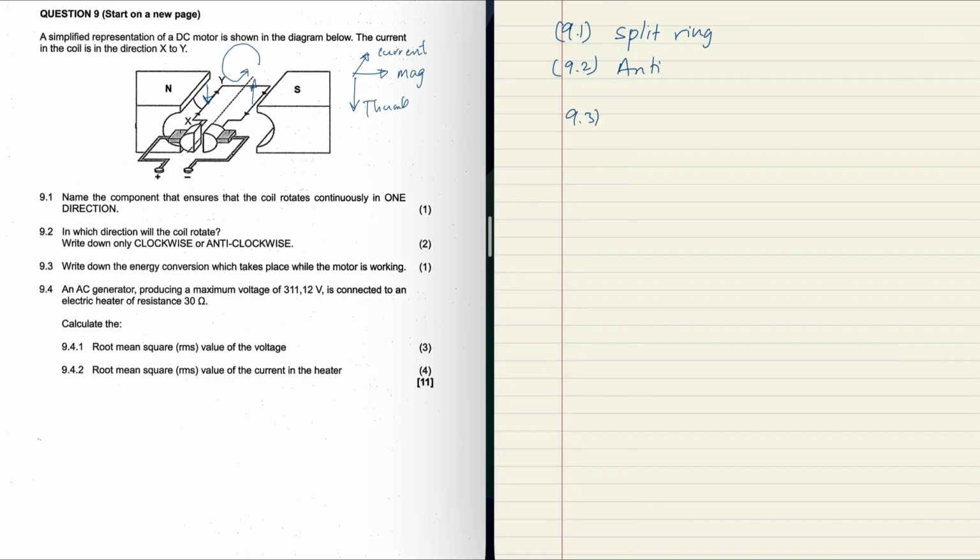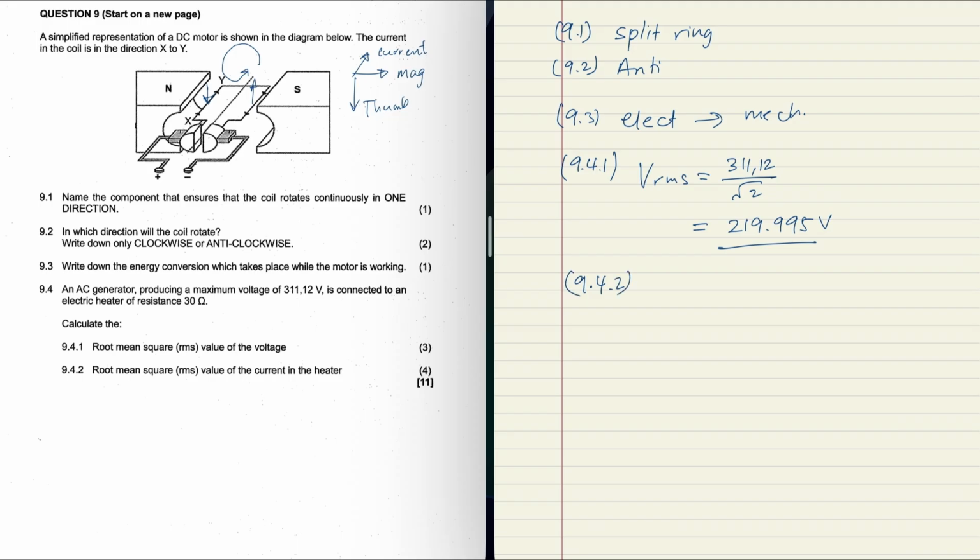Question 9.3. Write down the energy conversion that takes place in a motor. It's electrical to mechanical because we have a battery. Question 9.4.1. An AC generator producing a maximum voltage of 311.12 volts is connected to an electric heater of resistance 30 ohms. Calculate the root mean square or RMS value of the voltage. So V RMS is going to equal V max divided by the square root of 2, so 311.12 divided by the square root 2. And that's going to equal 219.995 volts.